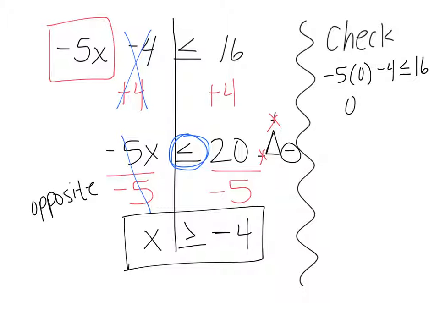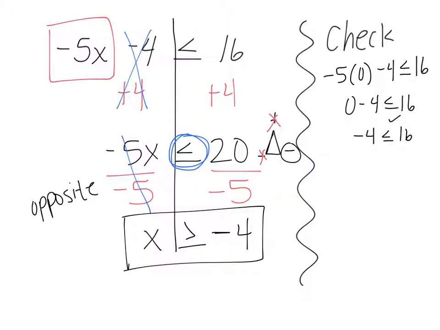We have 0, because negative 5 times 0 is 0. Minus 4 is less than 16. 0 minus 4 is negative 4, which is less than or equal to 16. So ta-da, it works.